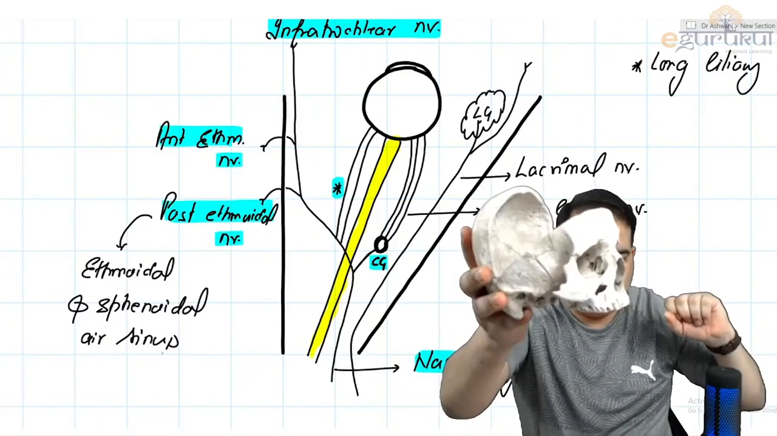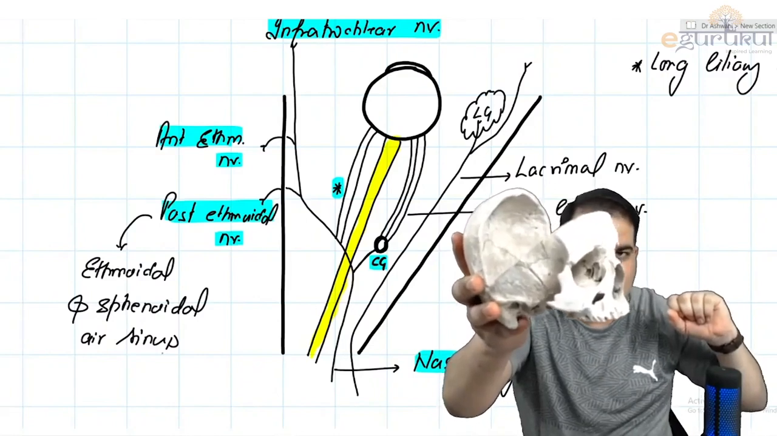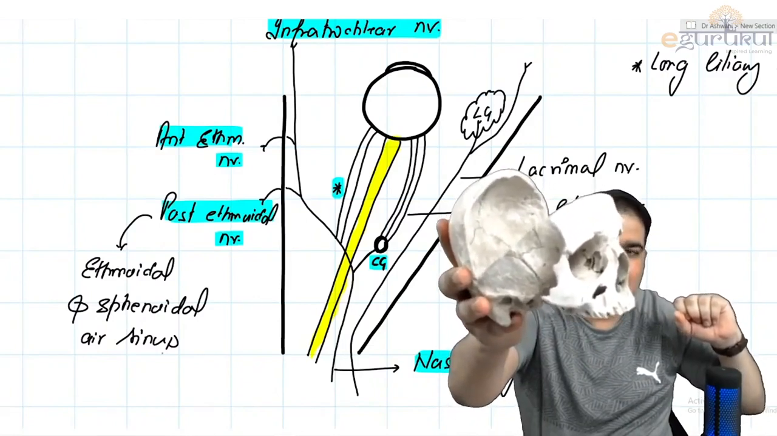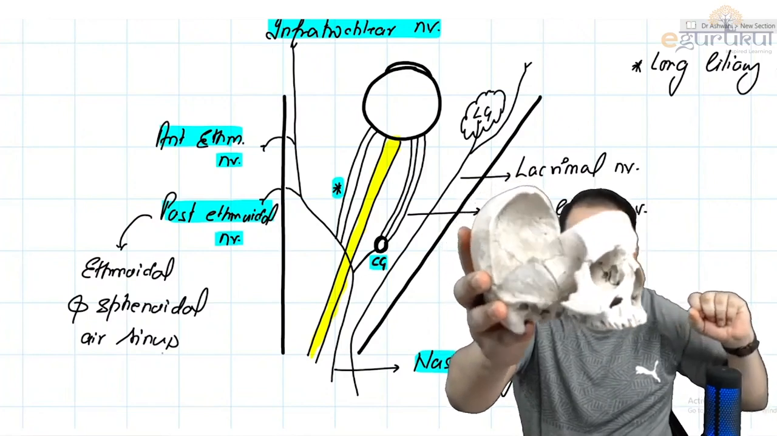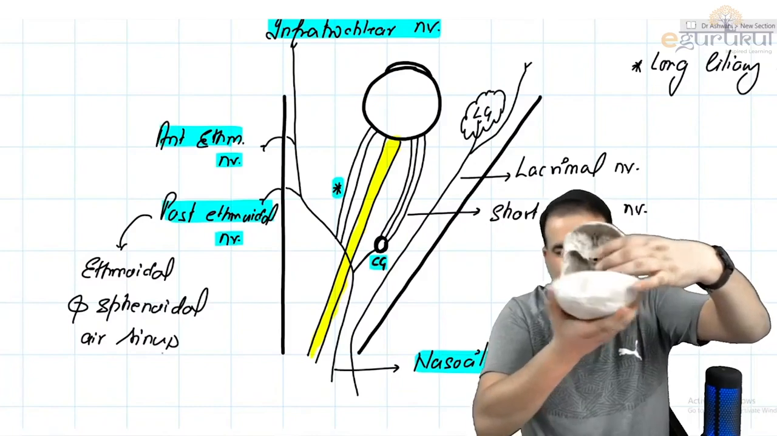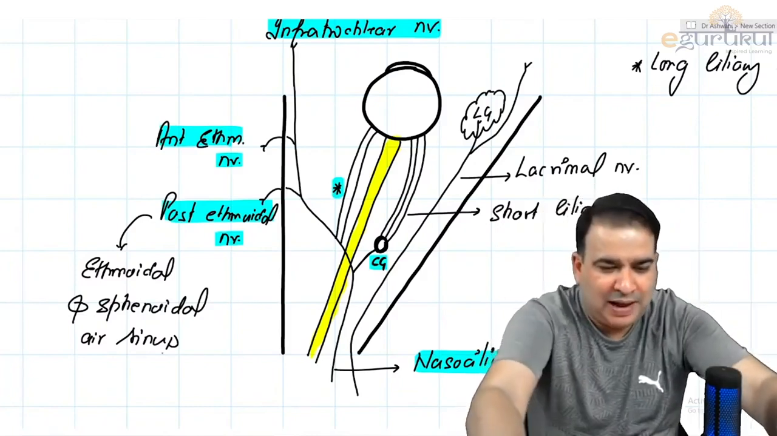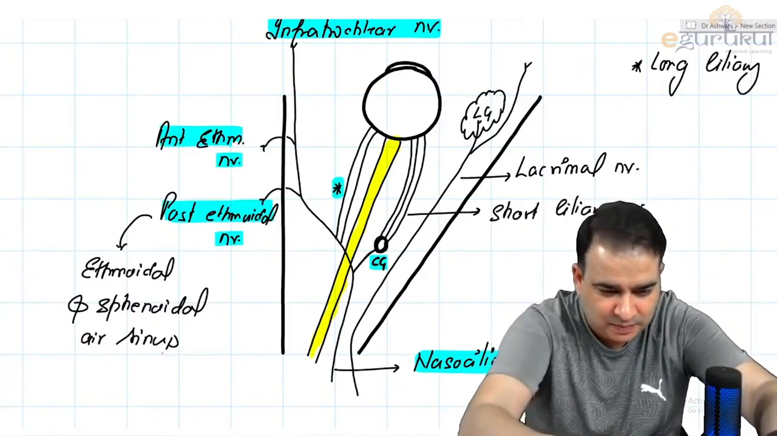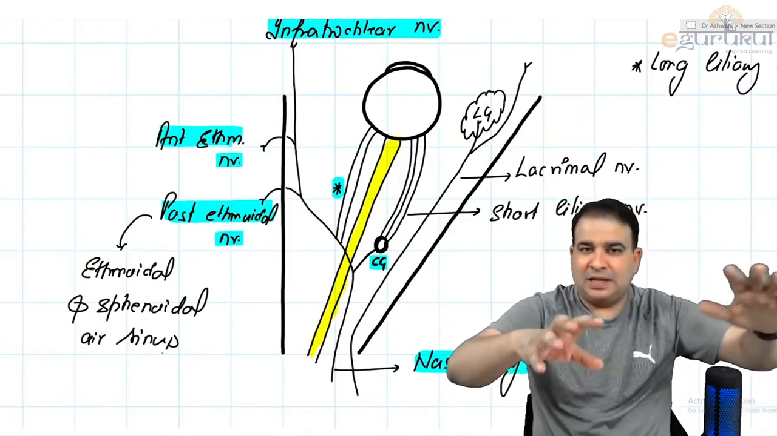On the medial wall of the orbit, you can see some sinuses present there, and those sinuses are the ethmoidal air sinuses. And there is another sinus which is present somewhere here inside, that is called the sphenoidal. So it is going to supply both the ethmoidal as well as the sphenoidal air sinus.